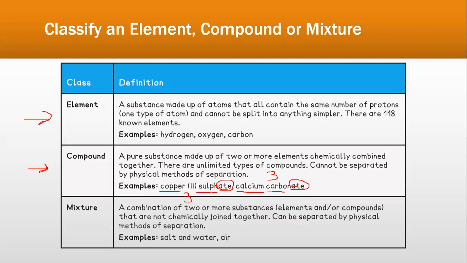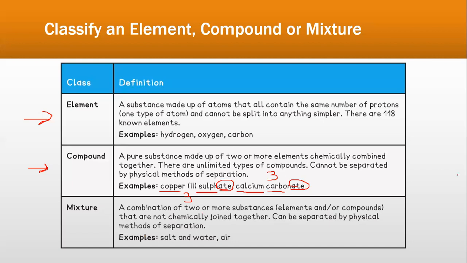A mixture is a combination of two or more substances, elements, or compounds that are not chemically joined together and can be separated by physical methods of separation. For example, salt and water. So what are these? Mixtures. What do mixtures contain? Either you can have a combination of elements, compounds, or a compound and compound. Now this is a mixture. Inside a mixture there can be elements and also compounds.